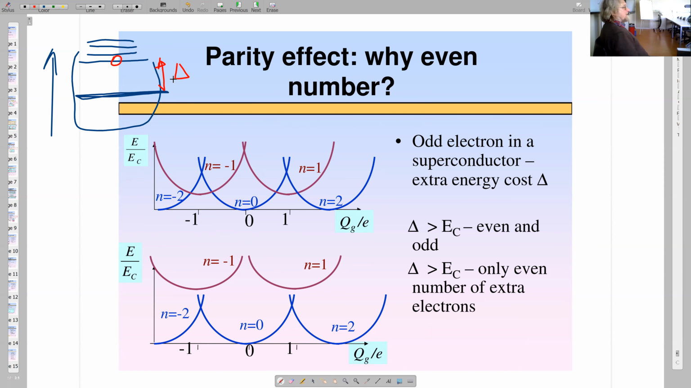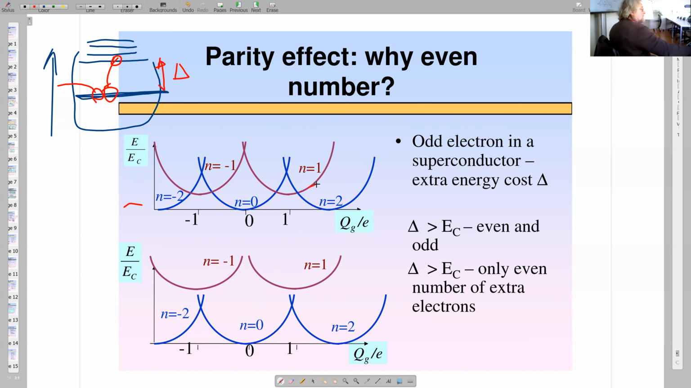So what will happen if we add another particle? We don't have to pay the gap energy, only the charging energy. Precisely. So if we add another particle, one doesn't have to pay this energy, one can add just a Cooper pair, and that costs zero energy. So that means that the energy of a superconducting island depends on the parity of the number of charges there. It is smaller for even numbers, it is larger for odd numbers.